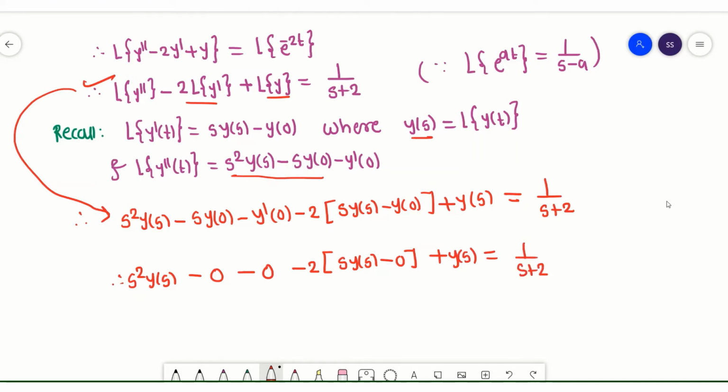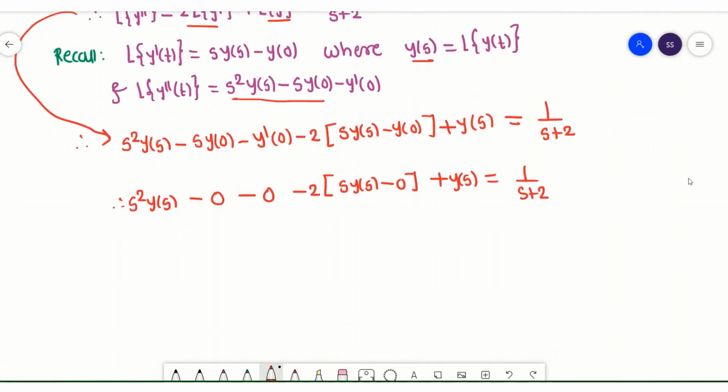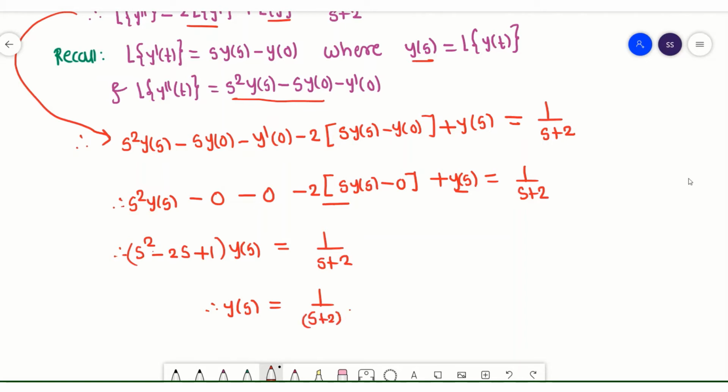Now collect the coefficient of Y of s on the left hand side. So from this we can see s square minus 2s, and last is 1, so plus 1, times Y of s equals 1 upon s plus 2. Now divide both sides by s square minus 2s plus 1, so therefore Y of s equals 1 upon s plus 2 into s square minus 2s plus 1, which is further equal to 1 upon s plus 2 into s minus 1 whole square, because the expansion of s minus 1 whole square is s square minus 2s plus 1.